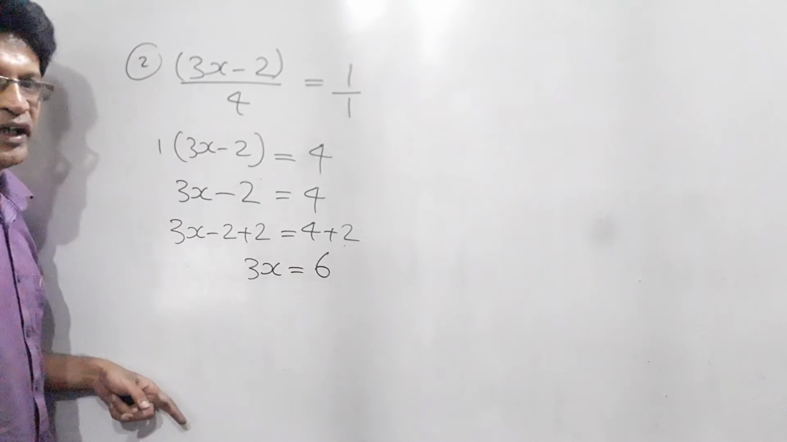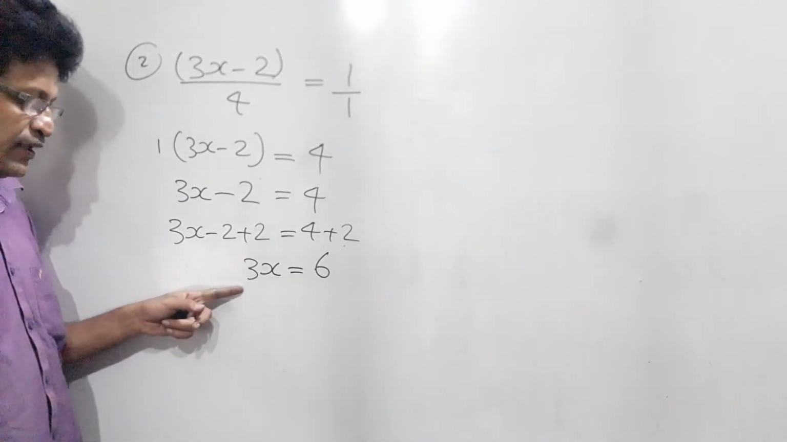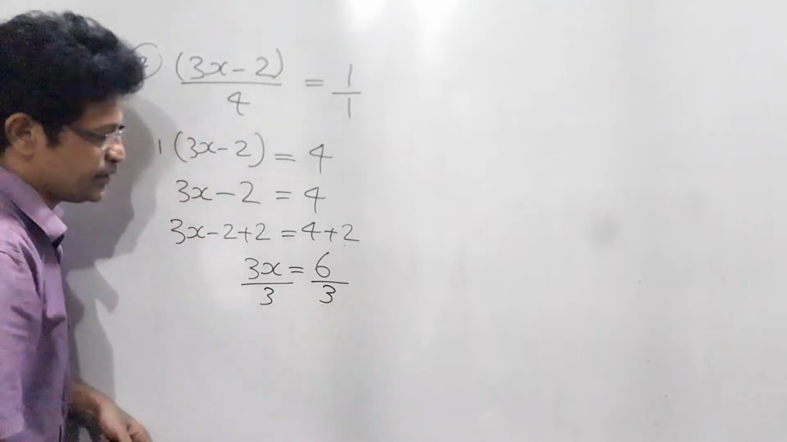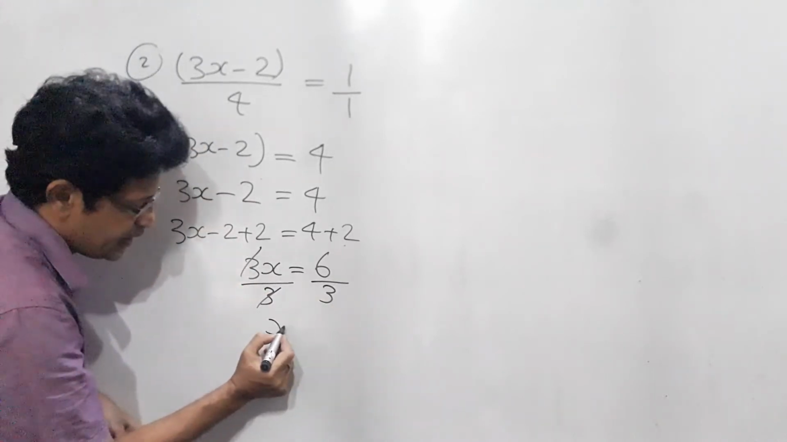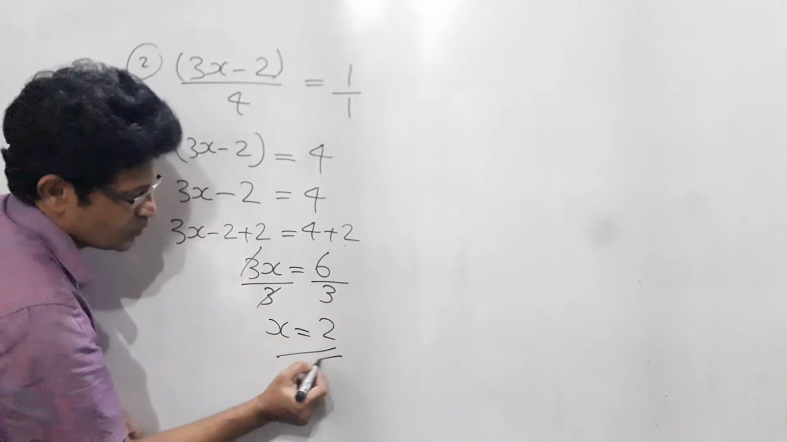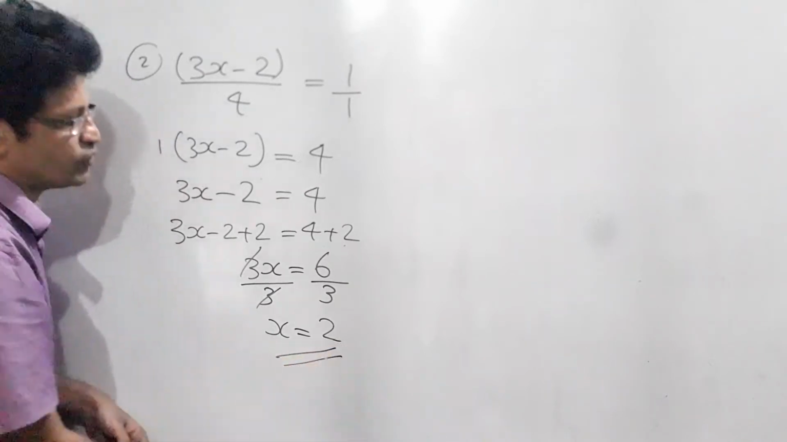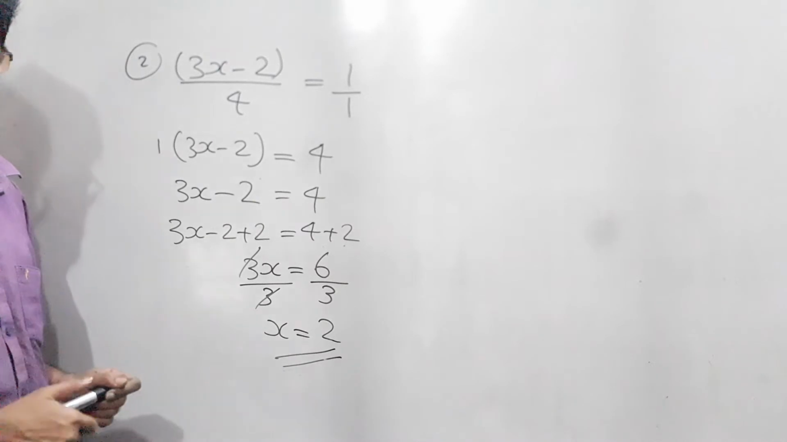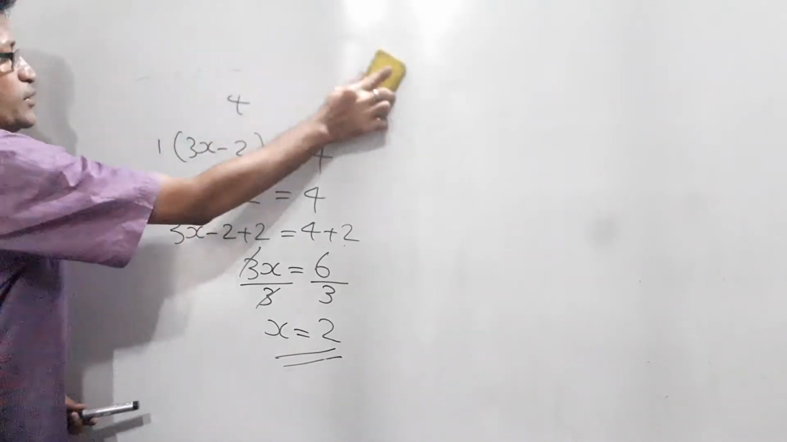4 plus 2 is 6. Now to find the value of x, we divide this side by 3, then this side also we divide by 3. Now 3 and 3 cancel. x equals 2. Clear? We got the value x equals 2. So this is how we simplify this equation. Now we'll do the third question.